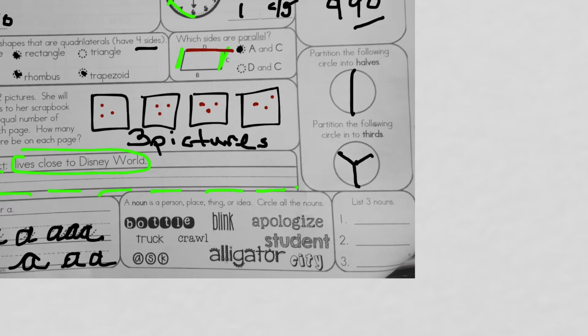Name a person, place, or thing or idea. Circle all of the nouns. Bottle, that is a thing. Truck, that is a thing. Ask is an action, so no. Crawl is an action, no. Blink is an action, no. Apologize is an action, no. Student is a person. Alligator is an animal, which would be a thing. City would be a place.